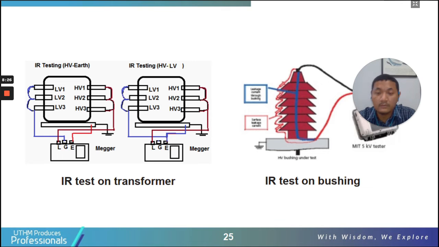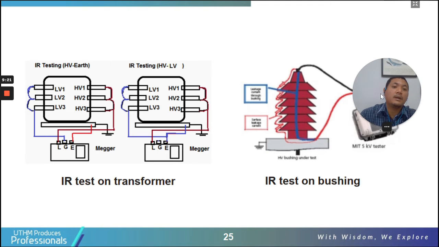And then the IR test on a transformer. You have a low voltage winding and a high voltage winding. You perform measurements between high voltage and earth. This connection is to test the insulation resistance between the high voltage winding and ground. See here, the high voltage winding is connected to live and the ground is connected to the earth. And if you want to test the insulation between high voltage and low voltage winding, the high voltage winding is connected to live and the low voltage winding is connected to the earth.